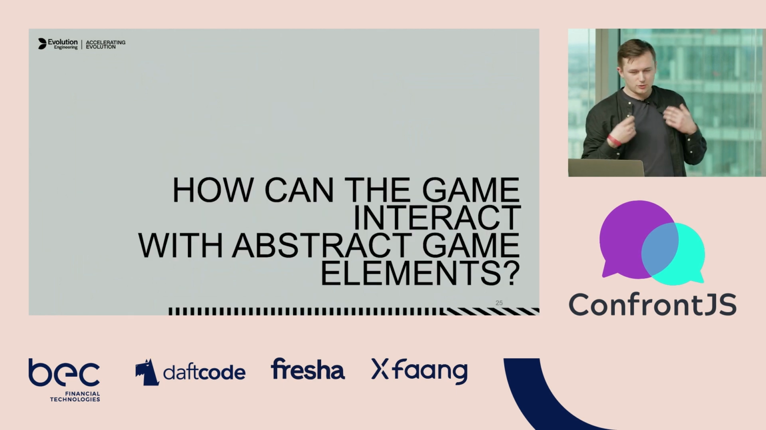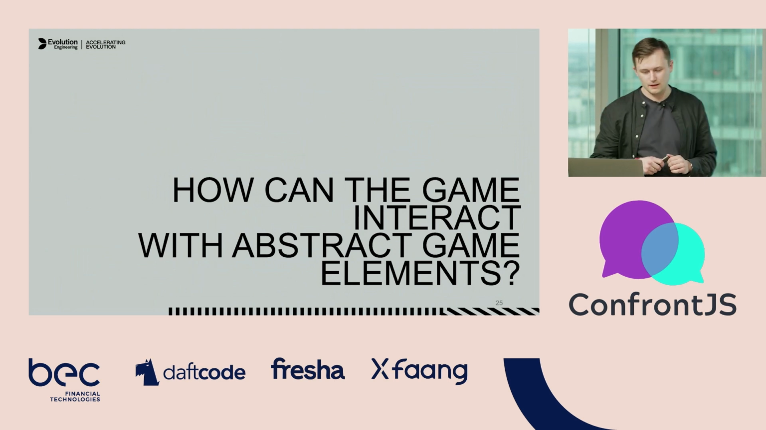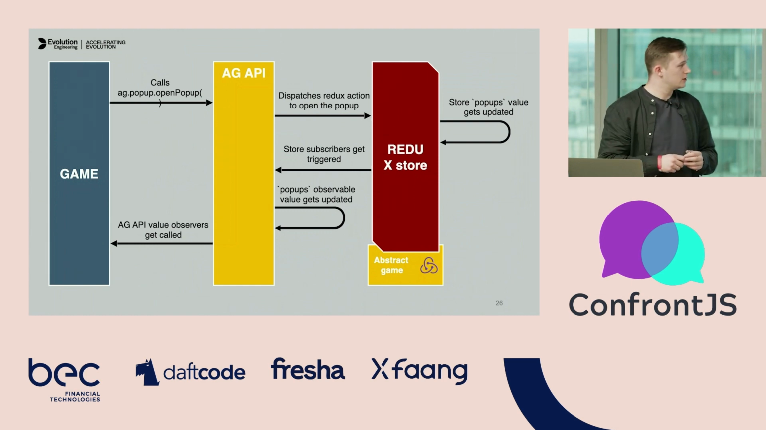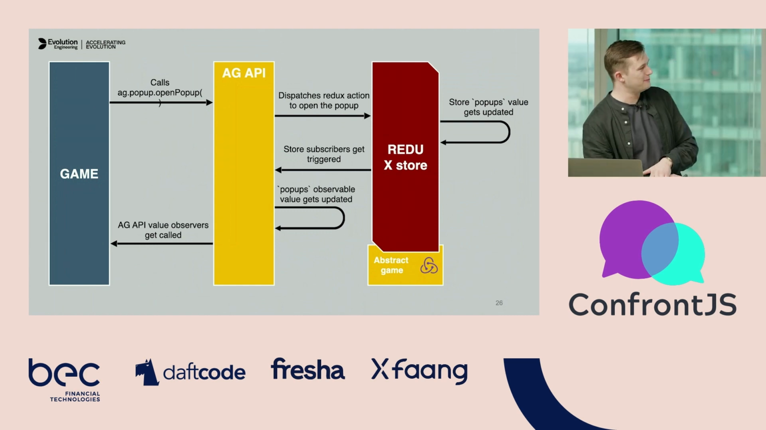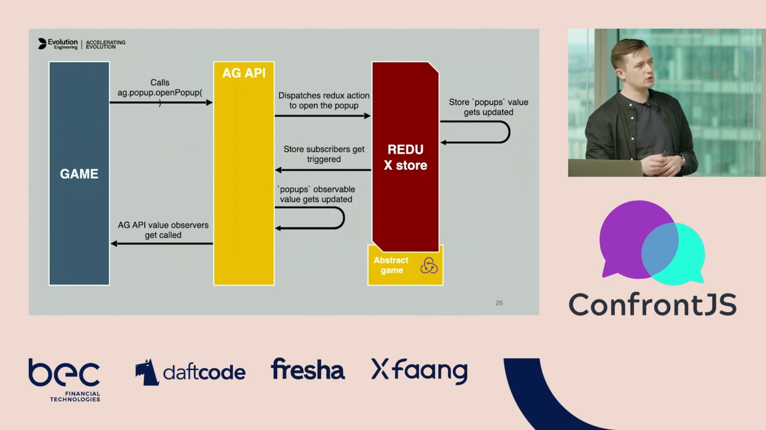But now the next logical question: how can the game interact with the abstract game elements? Well, for this case, I will use a little bit more complicated scheme. So let's say our game wants to trigger a pop-up, and at the same time, the game's components want to listen if the pop-up is open or not, and somehow react accordingly.